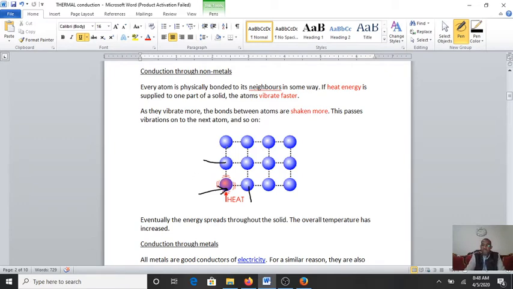In the end, the whole nanometal will be heated up uniformly, will be in thermal equilibrium. So eventually, the energy spreads through the solids and the overall temperature increases.